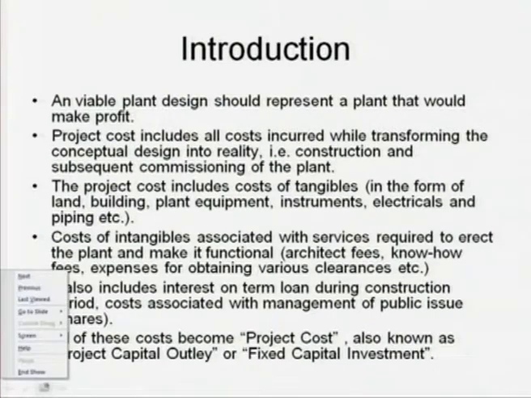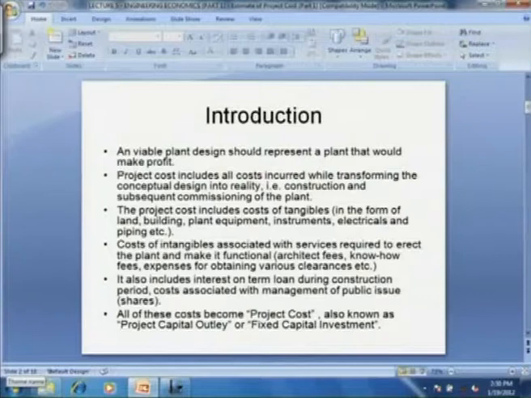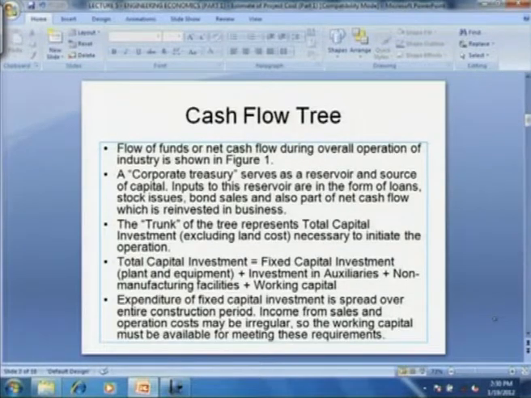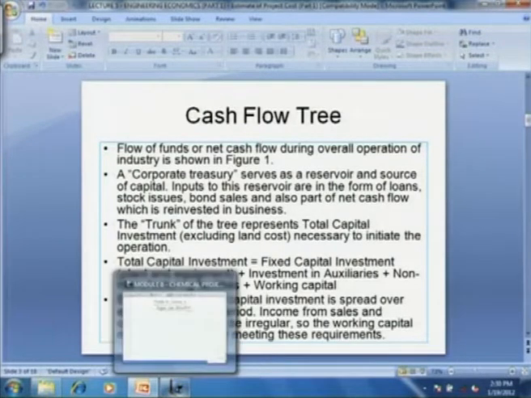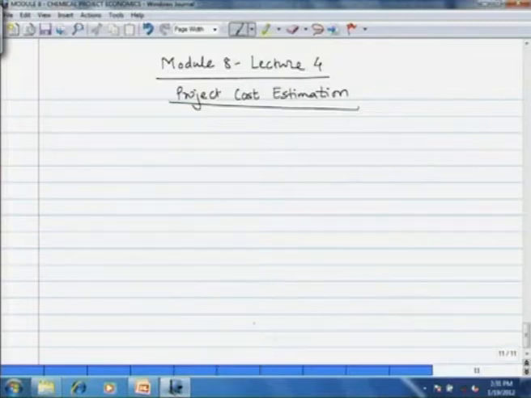Now let us try to construct a sort of a cash tree for the industrial operation, or the diagram showing the cash flow, from where the money comes and where the money goes and how the entire industry functions. We shall consider a corporate treasury as a reservoir and source of capital. The inputs to such a reservoir are in the form of loans, stock issues, bond sales, and also part of net cash flow which is reinvested in business. So let us try to simultaneously draw this tree.